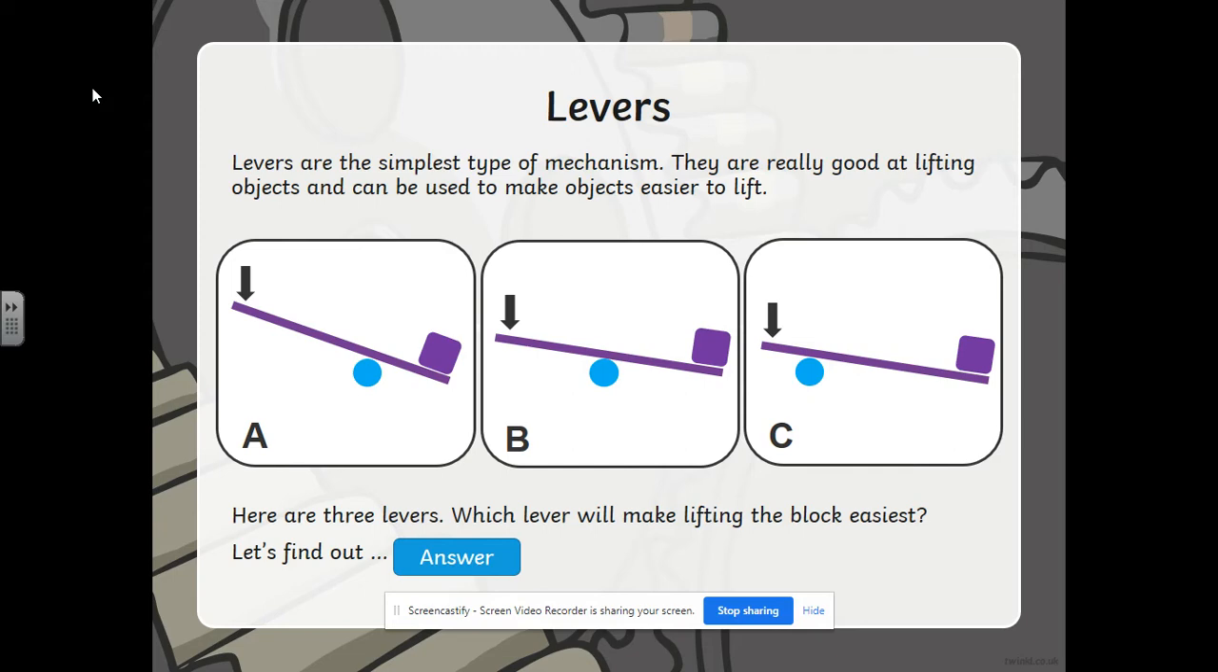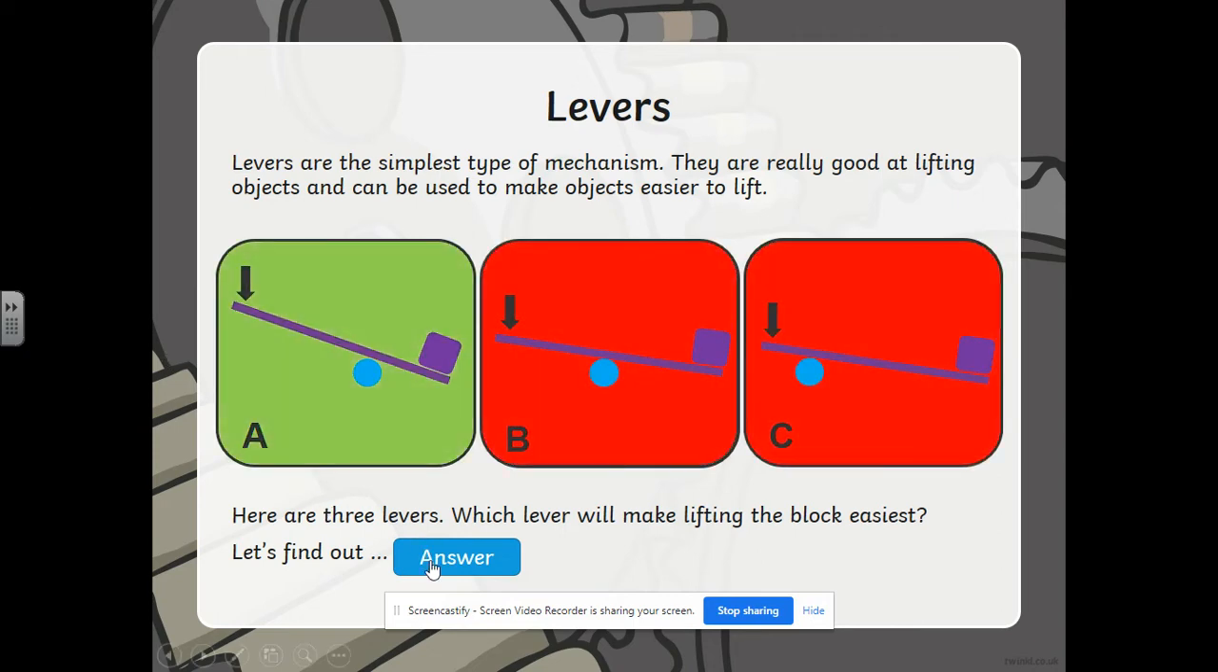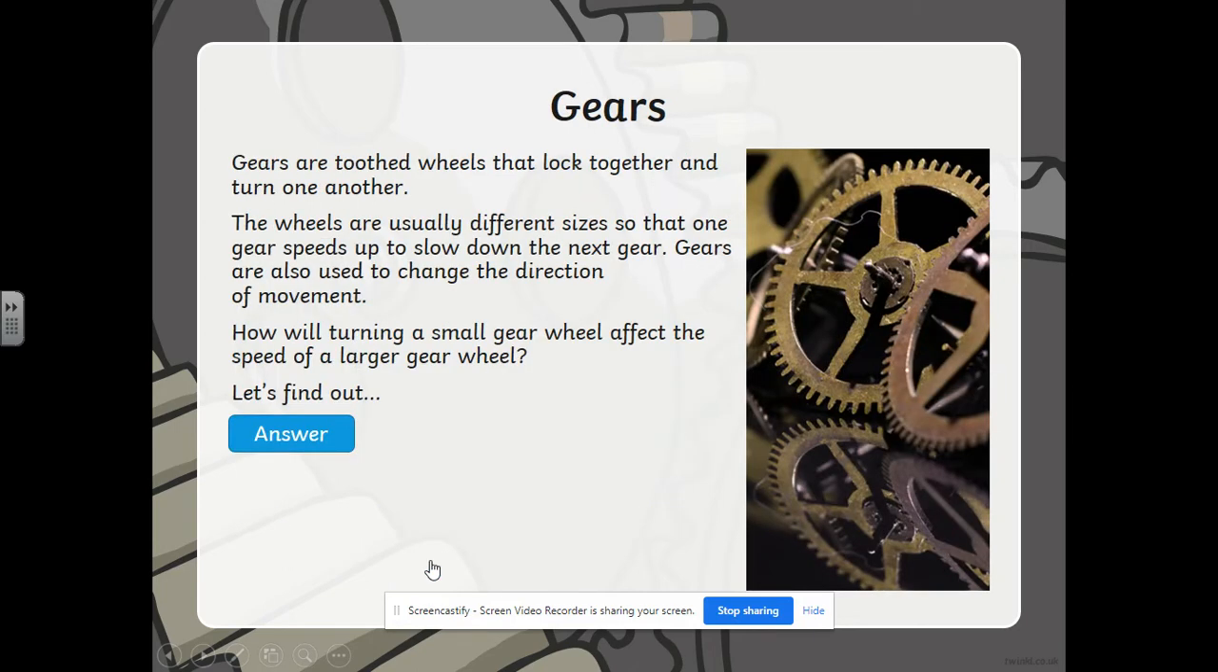Here are 3 levers. Which lever will make lifting the block easiest? So if you want to pause the video and just have a little think, looking at those 3 levers, which one will make lifting the block the easiest? And here we've got A. So did you get that right? Well done if you did. That is going to be the easiest lever out of the 3, the easiest mechanism to lift that block.